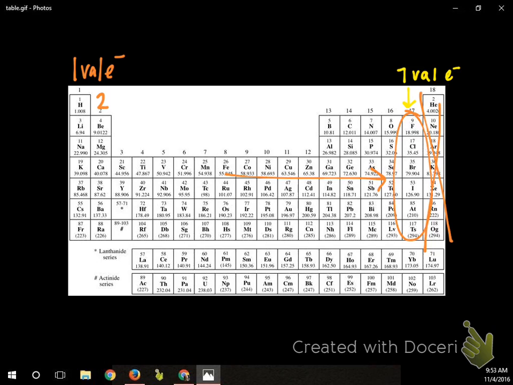2. And then 3, 4, 5, 6, 7, and 8, right? Do you remember those valence electron rules? Valence electrons are outer shell electrons. Okay, are we on the same page with this?